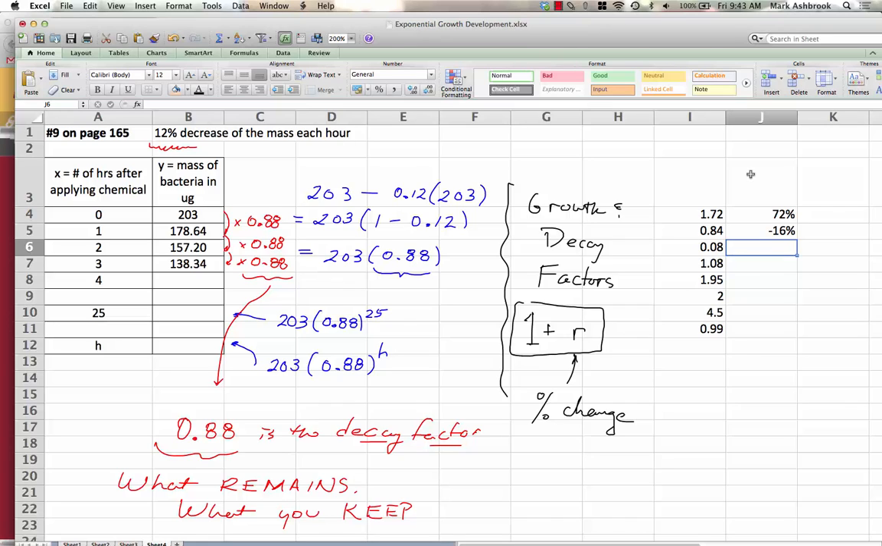Ramey. It's not Ramey, sorry. Negative what? 0.92%? And how did you get that?